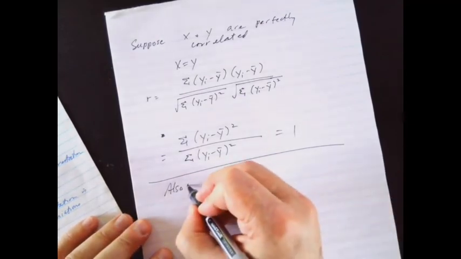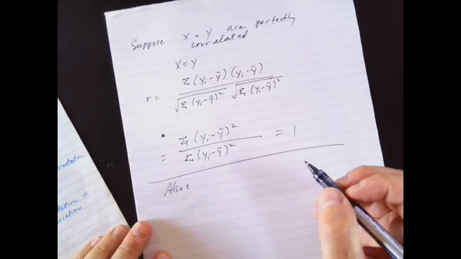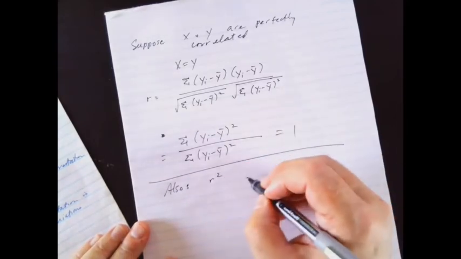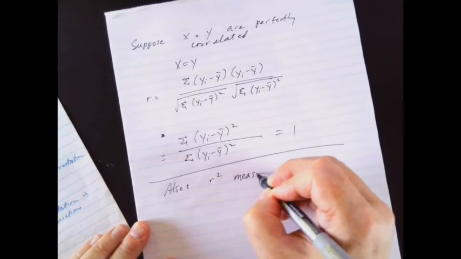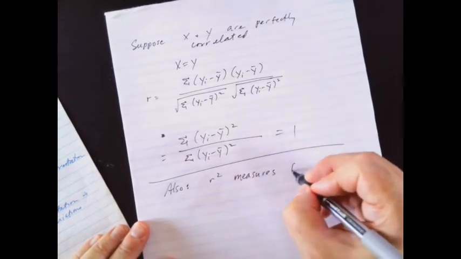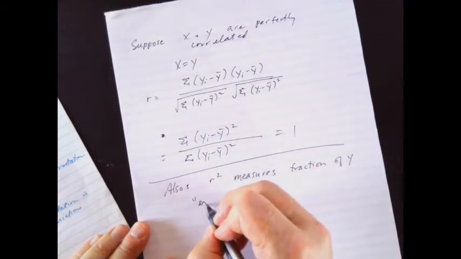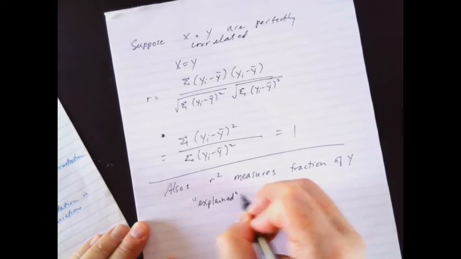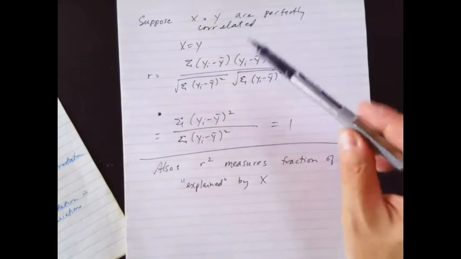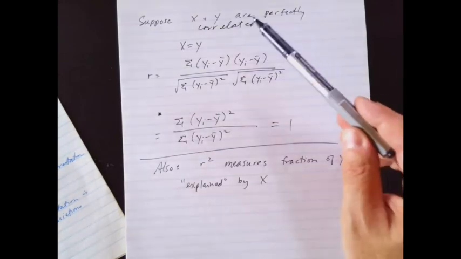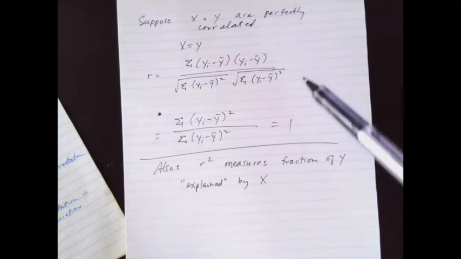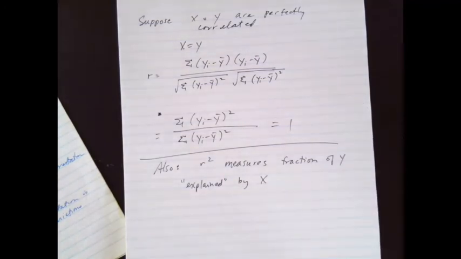Also, and here's a kind of groovy tidbit of information for you, r squared measures the fraction of y that we say is explained by x. All right, so going to the example of these two being perfectly correlated, if y and x are perfectly correlated, then that means x explains y. Nothing happens in y that isn't simply explained by x.